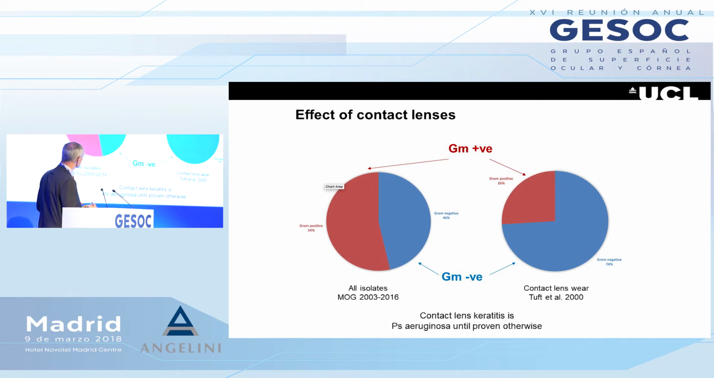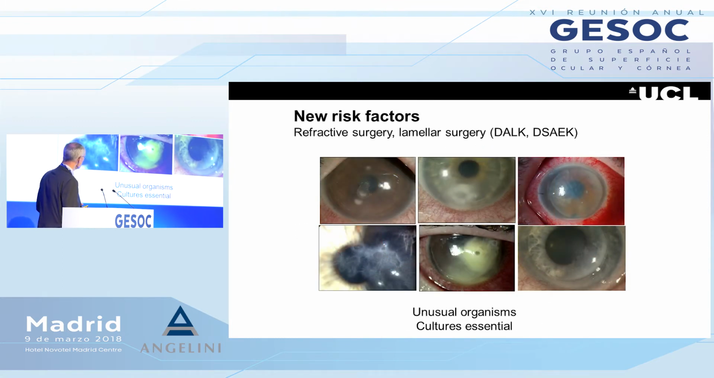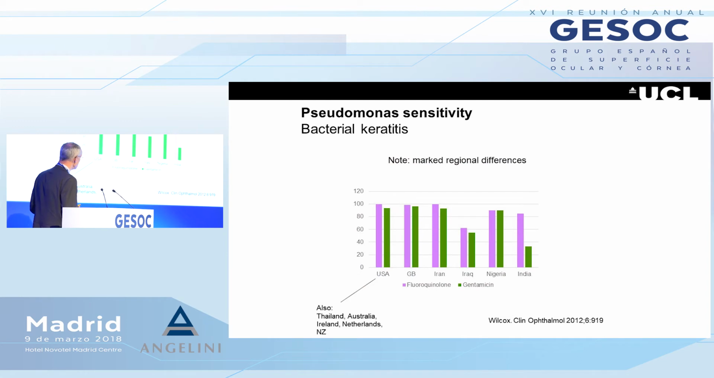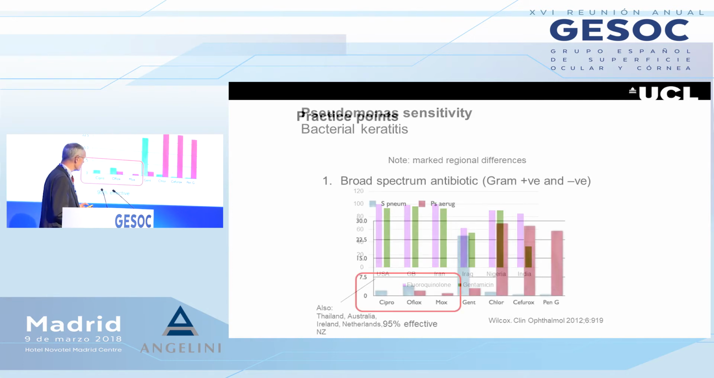Be sensitive to what is causing this. So contact lens keratitis is more likely to be a gram-negative organism. And as we've heard, if you have an unusual organism related to refractive surgery or corneal transplantation, you may be getting an unusual organism, and you have to be careful about not investigating. Resistance is markedly regional. So anything I tell you here may not be relevant to your local practice. Resistance in Europe is not a major problem.